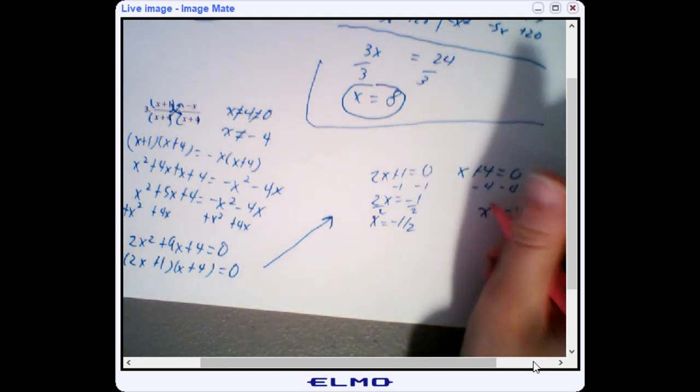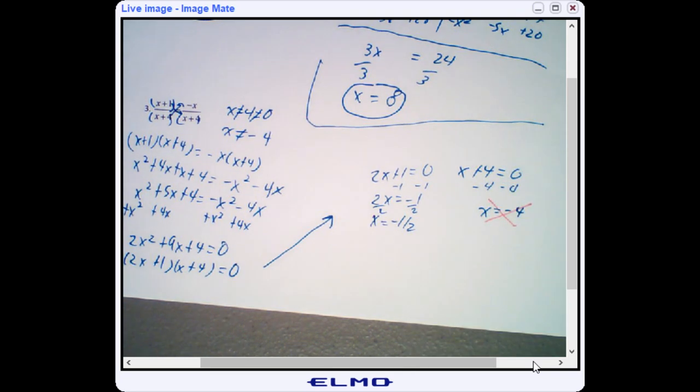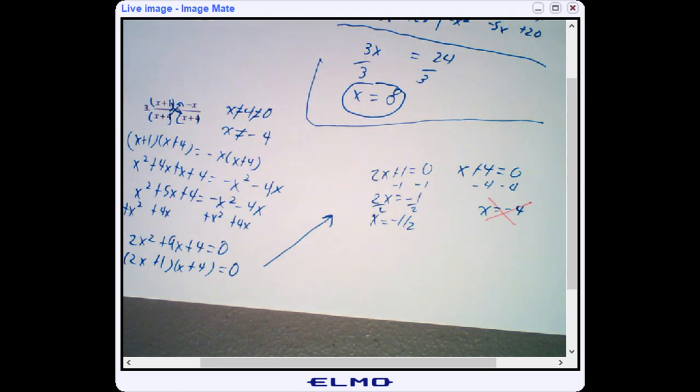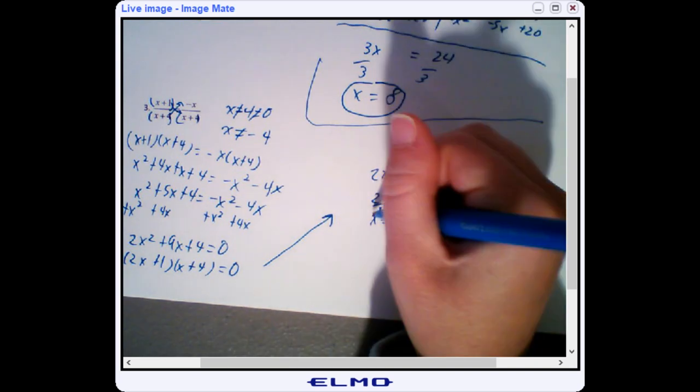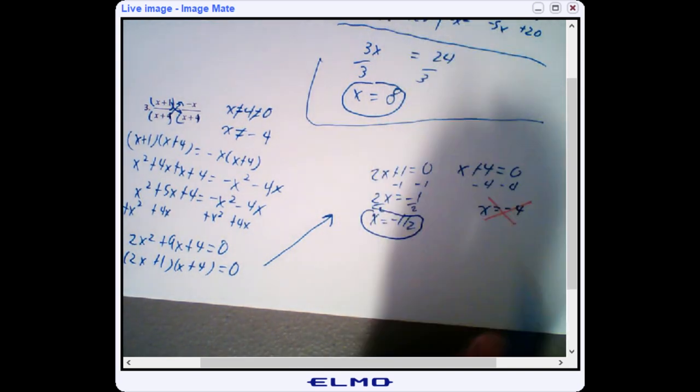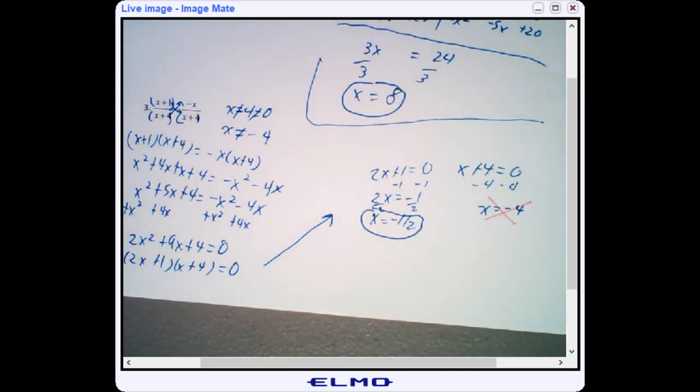I only have to check the negative 1/2, so I just put negative 1/2 everywhere where x is and see if that will indeed work. It does work, so we are good, and this is our solution. So even though we found two, only one of them actually checks out.